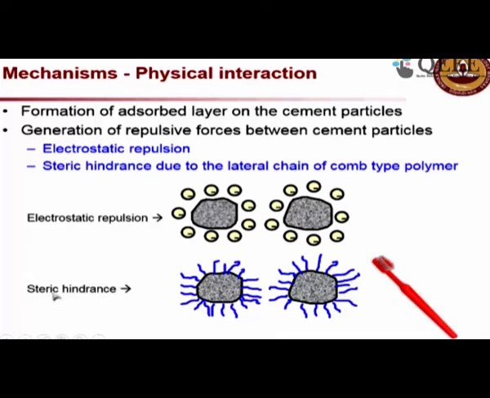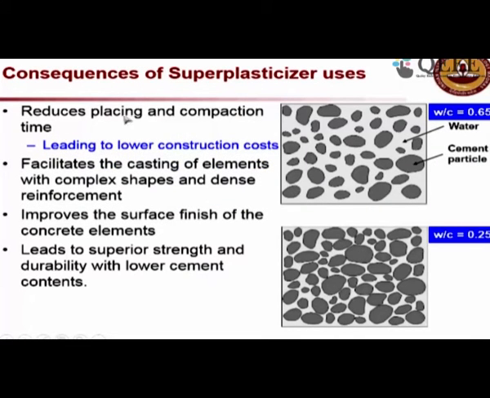Also, there is one more mechanism which is called steric hindrance. It is like small fiber-like molecules that actually get adsorbed to the cement surface, and it will be very difficult for one cement particle to come closer to another because of these molecules. They will try to prevent it. It is similar to when you have bristles on a toothbrush. You can't really reach this point on the brush because of the bristles. So, similarly you can think of it, it's just an analogy to explain things. Because of the steric hindrance, you will not have these cement particles coming closer. Now, consequences of superplasticizer use: reduces placing and compaction time, leading to lower construction cost.